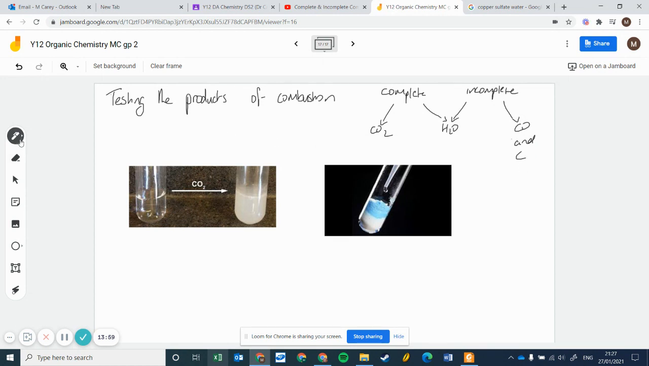Now, there are tests for just a couple of these. There's a chemical test for those two, but not the carbon monoxide or soot. And the test is something you will obviously remember hugely, because we did it last year, and we remember everything we did last year, right? So maybe pause for a minute and think, can you remember how to test the products of combustion? How do you test for carbon dioxide? How do you test for water? So this is the test for carbon dioxide and the test for water.